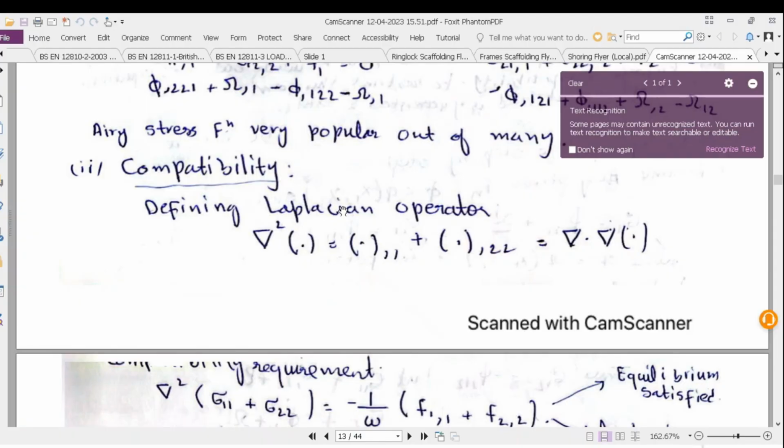Let us now discuss compatibility. Before writing down the equation of compatibility, let us introduce ourselves to another operator called the Laplacian operator. This operator is normally represented by an inverted triangle squared. It's defined as: the Laplacian of a quantity or a function is equal to the second derivative of that function with respect to x1 plus the second derivative of that function with respect to x2. And normally it's written as delta dot delta times that quantity, and as a result it becomes del squared.